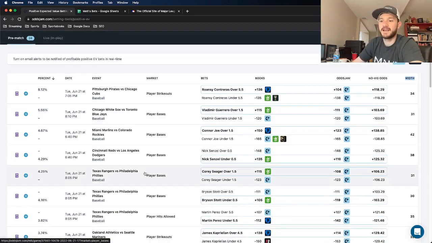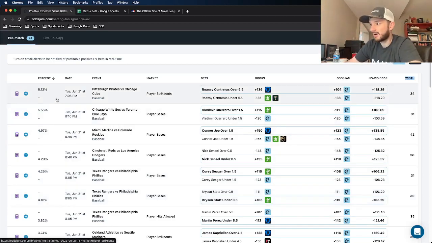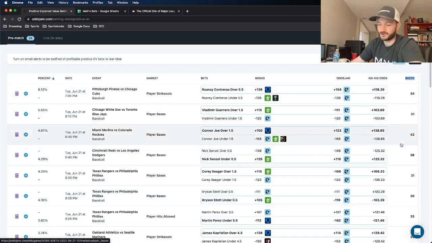And I'm only playing EV percents that are above 4. So everything from this one on, the Bryson Stott under on, is good to go. Looks like these 2 are not good to go because of the market width, but other than that, these 5 or 6 or so are good to go.